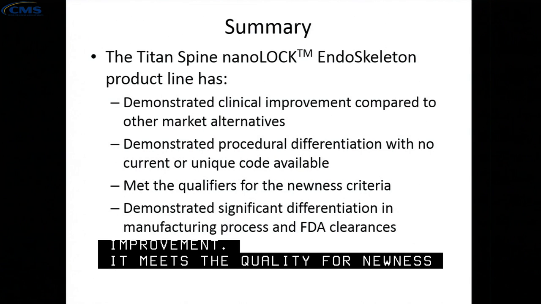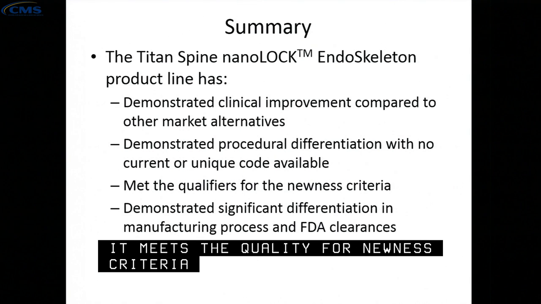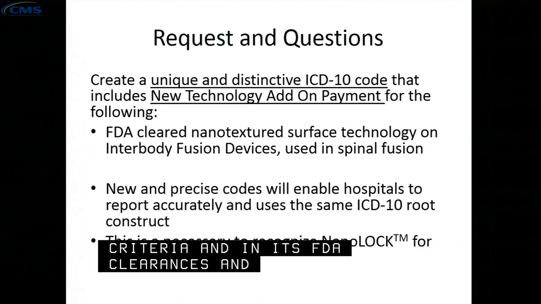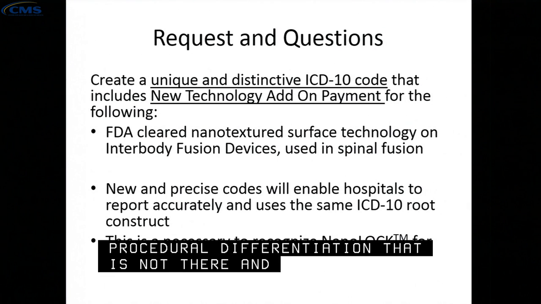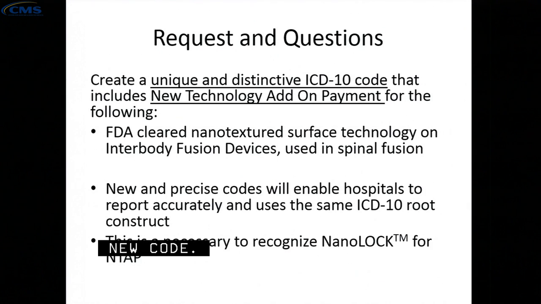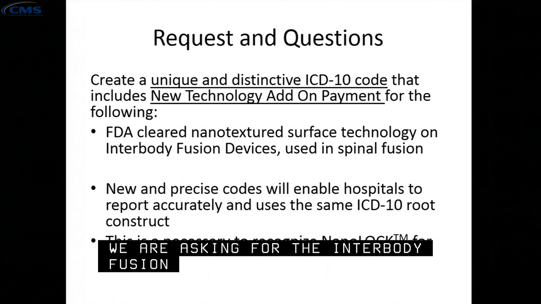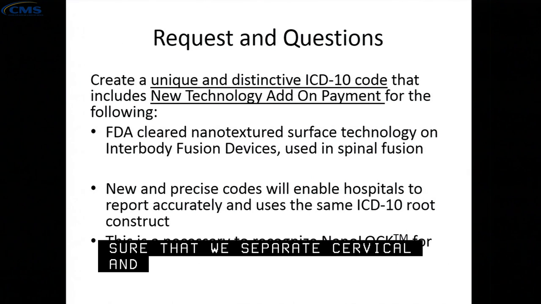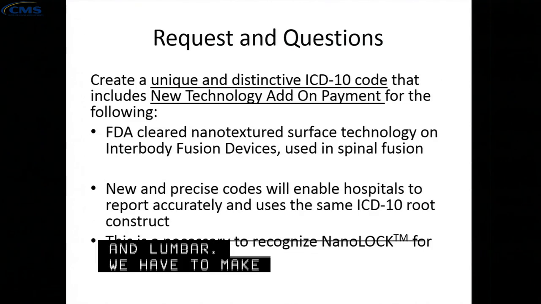And then finally, through this presentation, offers the procedural differentiation that is not there, which justifies the addition of a new code. So what we are asking again is for the interbody fusion device nanotextured surface, with one caveat: we have to make sure in the current coding system we separate cervical and lumbar, so we have to make sure that we still have that distinction. So there may need to be continued conversations moving forward.